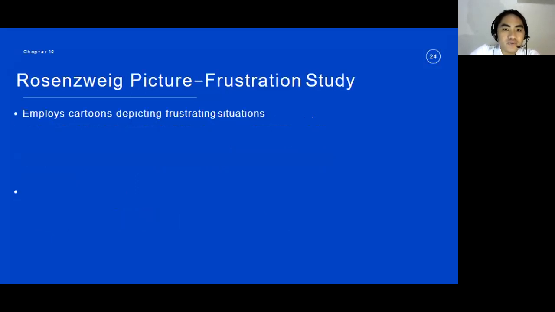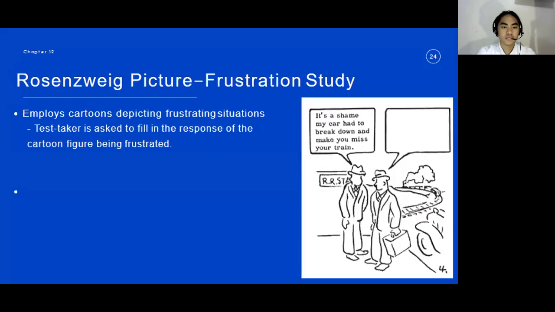And then there's the Rosenzweig Picture Frustration Study. It's a really interesting one. It employs some cartoons depicting frustrating situations. The test taker is asked to fill in the response of the cartoon figure being frustrated. So this guy here, and whatever they write, that's what we analyze.